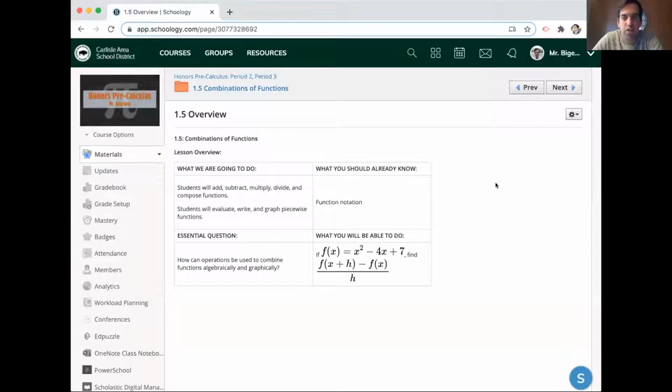Hey everybody in Honors Pre-Calculus. Welcome to lesson 1.5, Combinations of Functions. We have 6 lessons in Unit 1, so this is our 5th lesson of 6.